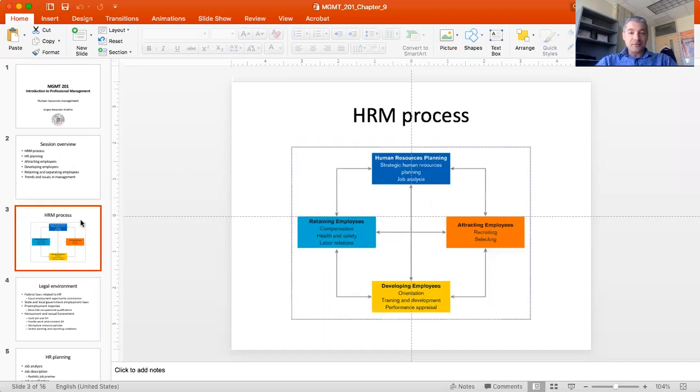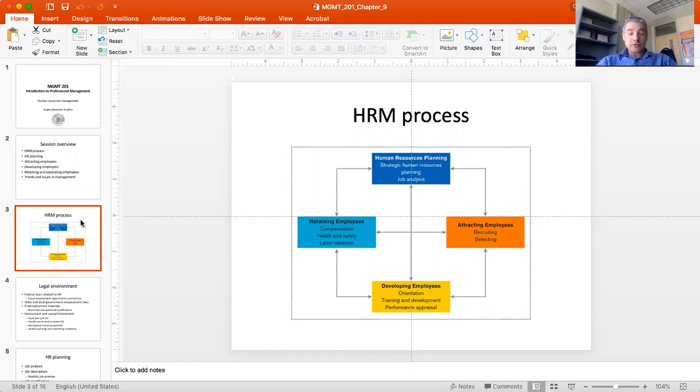First of all, the human resources management process. It really consists of four different parts. It all starts with human resources planning. Here is when you have to figure out what kind of human resources you need, right? You need to understand your company strategy. You need to understand who you have, who you might be separating with in the near future. And this will help you determine what kind of employees you need.